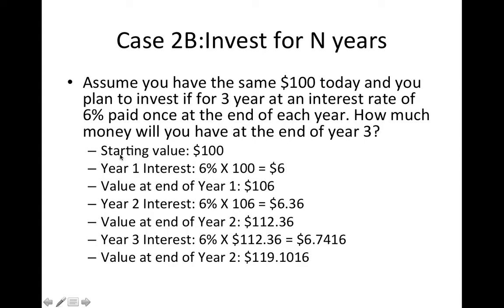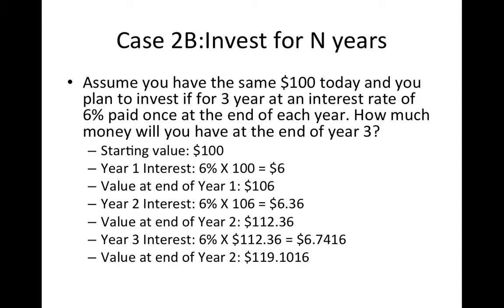Now, that's one case just for 2 years. What about if we did this for 3 years? Again, we could do all the same things through year 2. At year 3, we're going to earn interest on the 112.36, and so we're going to earn 6.7416. So that's 6% of 112.36. Okay, and so now we're going to add up the 100 plus the 6 plus the 6.36 plus the 6.7416. By the end of year 3, we're going to wind up with $119.10 roughly.